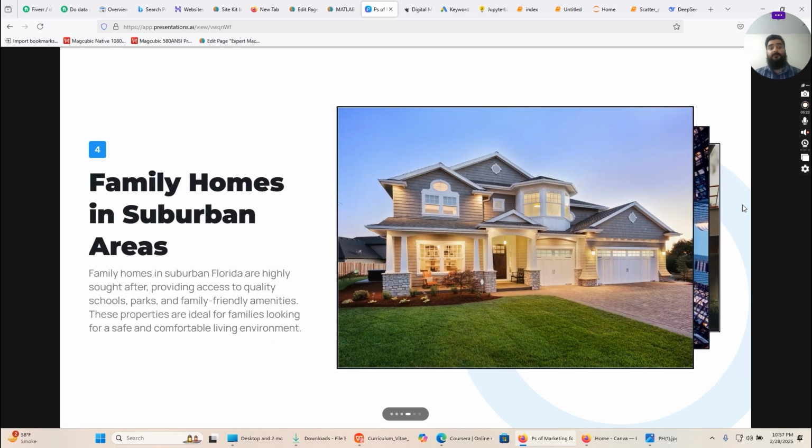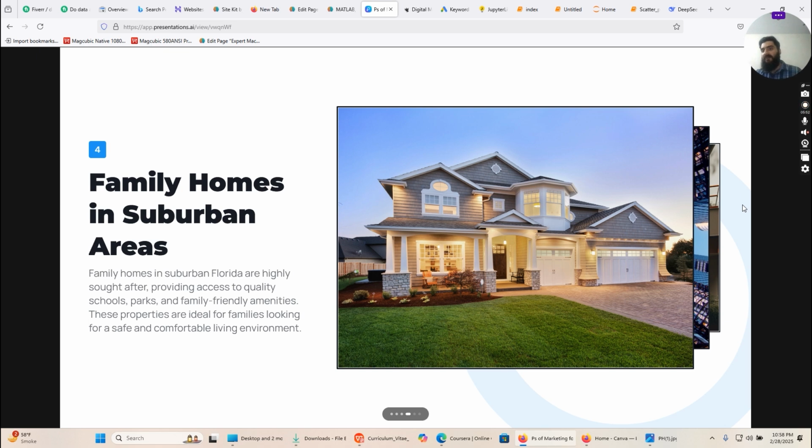And let's talk about family homes in suburban areas. Family homes in suburban Florida are highly sought after. Why? They provide access to quality schools, parks, and family-friendly amenities. So besides the luxurious lifestyle, besides the rental properties that are quite close to the beaches, there is actually a family market in Florida for suburban areas as well. So you have to keep that in mind as well.